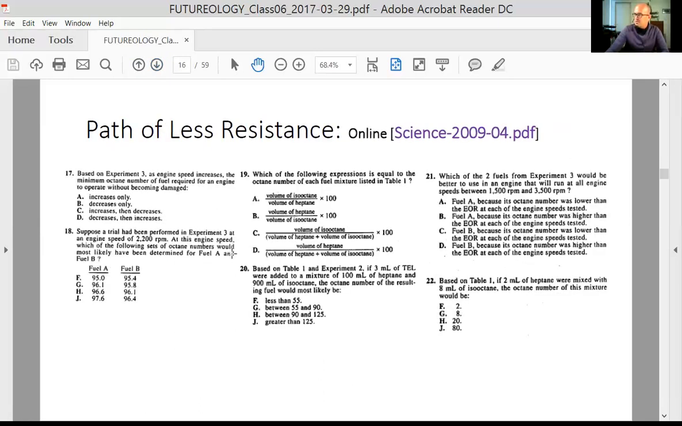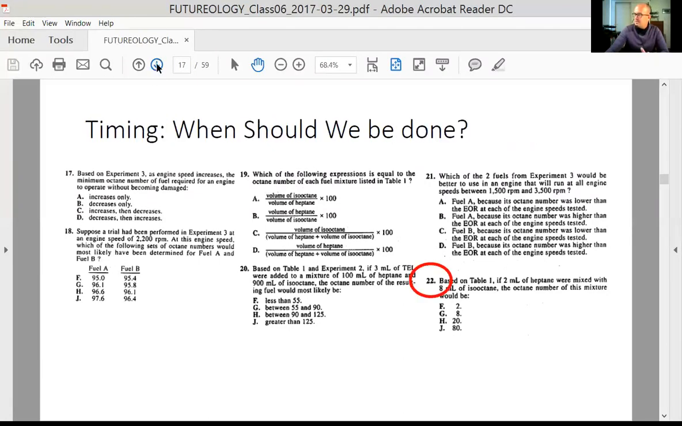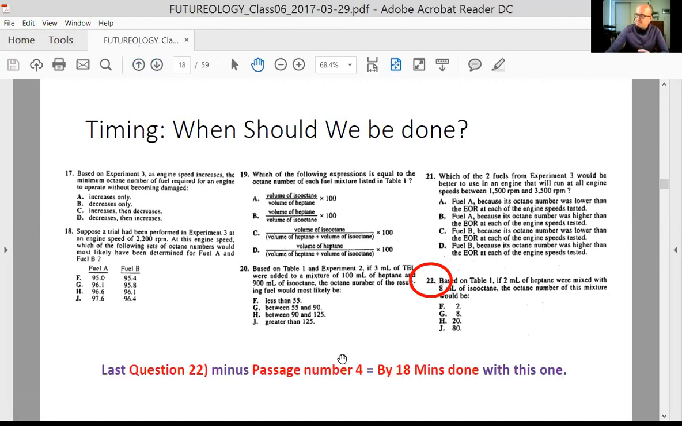Here are the questions for the passage. So the questions go from 17 to 22. And actually, before we get to the PLR, let me just talk timing for a moment. This passage, passage 4, has a last question that's question number 22. So the last question is question 22, and the passage number is passage 4. That means that you should be done with this passage by 18 minutes. So it's a running time.